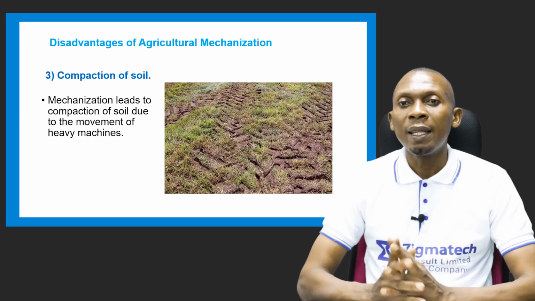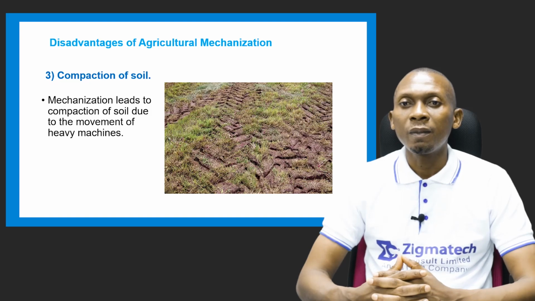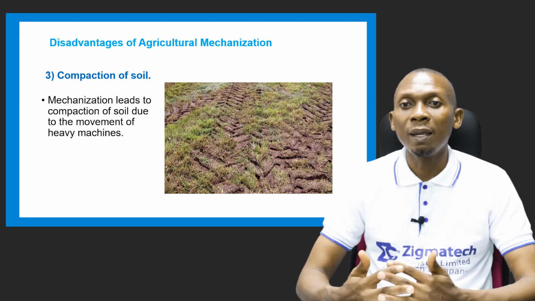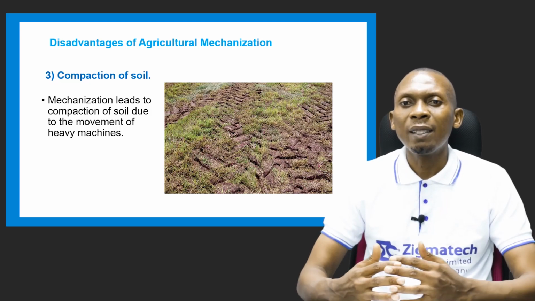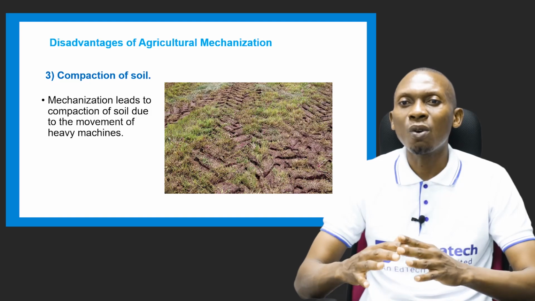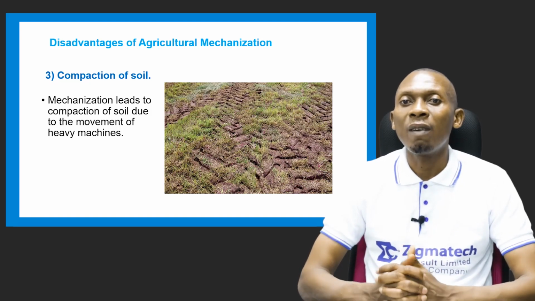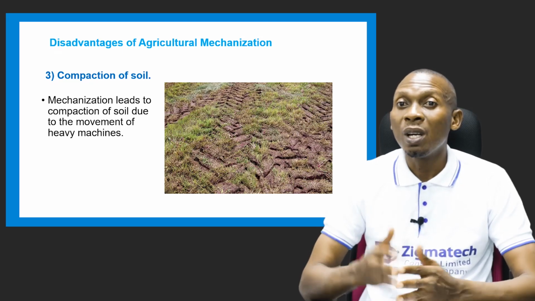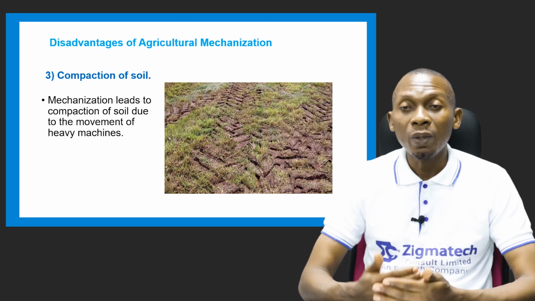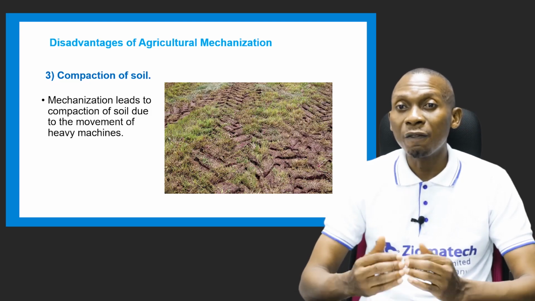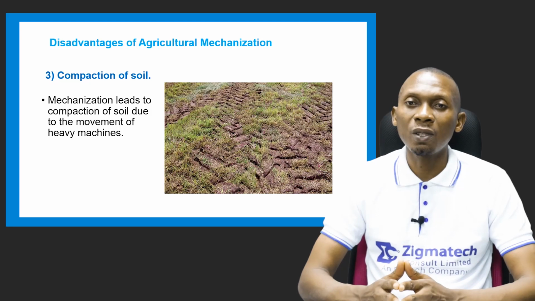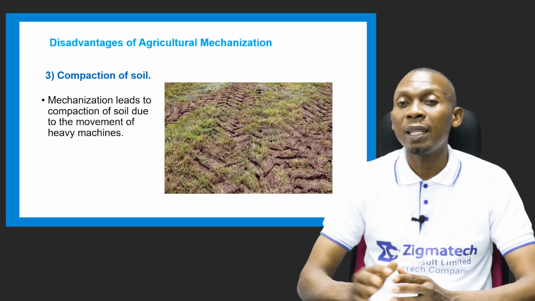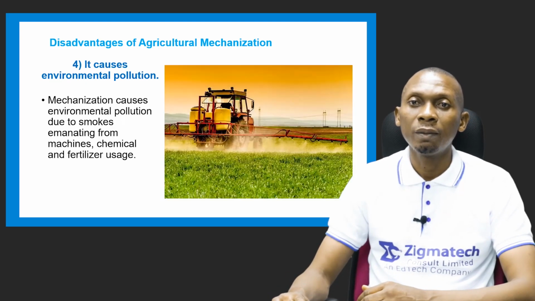Compaction of soil. Now, these machines are heavy, and because of their weight, in the course of operating them, they add a lot of weight to the soil, and this leads to compaction of our soil. That's a disadvantage. That could lead to erosion and waterlogging because it reduces the infiltration or percolation of water into the soil. So you can see that mechanization can lead to compaction of the soil.